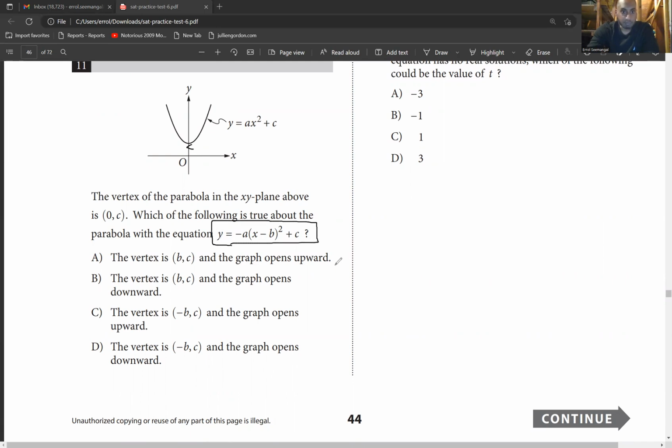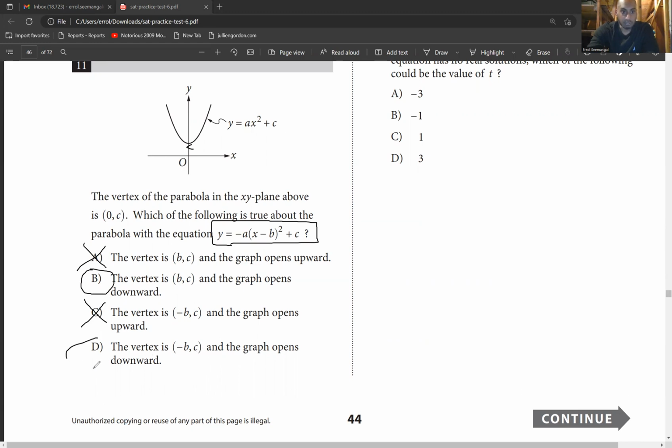The vertex is (B, C) and opens upward. Is that true or false? False. Why? Because it's a negative A, so it's going to open down. Exactly. The vertex is (B, C) and the graph opens down. That one makes sense so far. The vertex is (negative B, C) and the graph opens up. That doesn't make sense because it's supposed to open down. The vertex is (negative B, C) and the graph opens down.